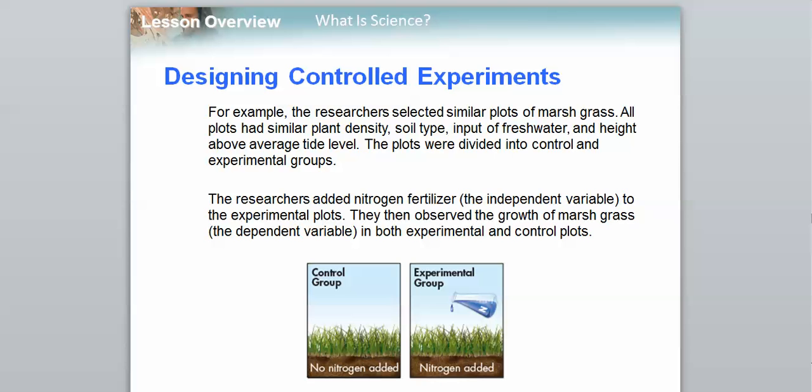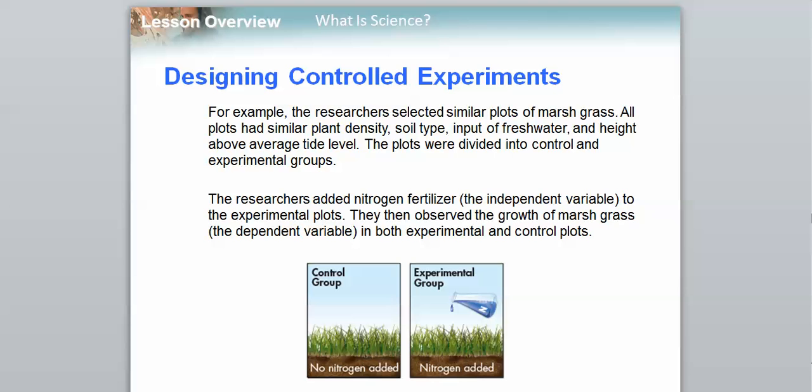to the experimental plots. Then they observed the growth of marsh grass, the dependent variable, in both experimental and control plots. Wow, that was the worst paragraph I've ever had. I am stuttering very bad.